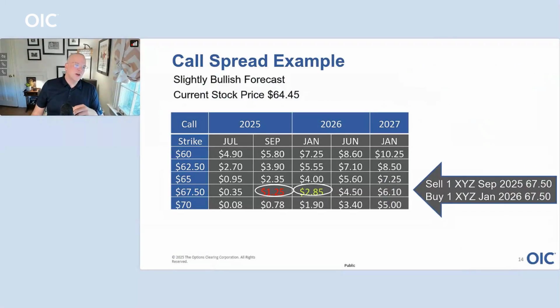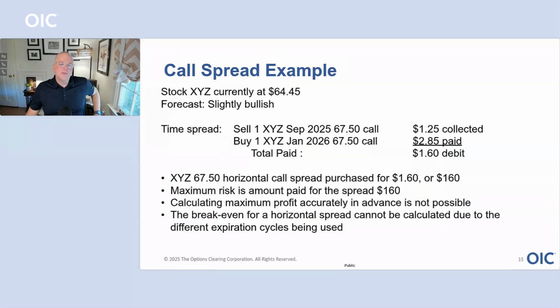One of them's trading 1.25. One of them's trading 2.85. If you were to buy this time spread, remember, if you're long time spread, you're long time. If you were to buy this time spread, you would be buying the Jan 2026 67.5 call and selling the Sep 67.5 call. The actual difference in price is going to be $1.60.